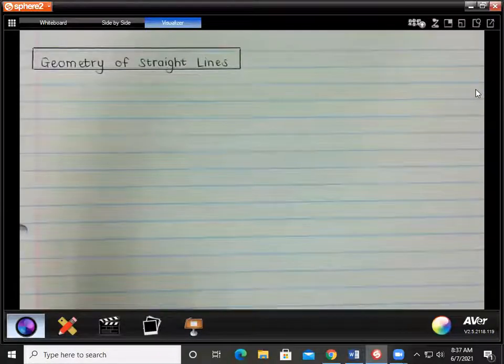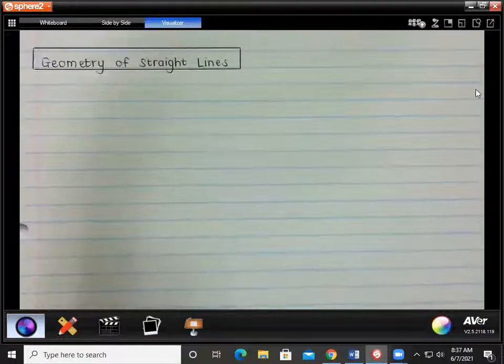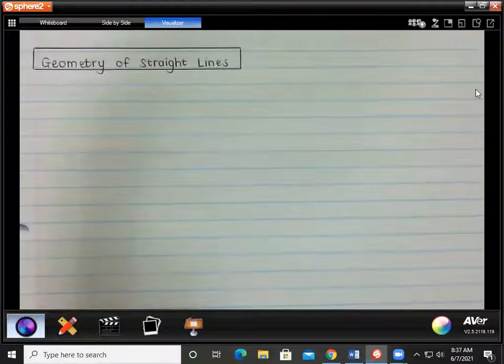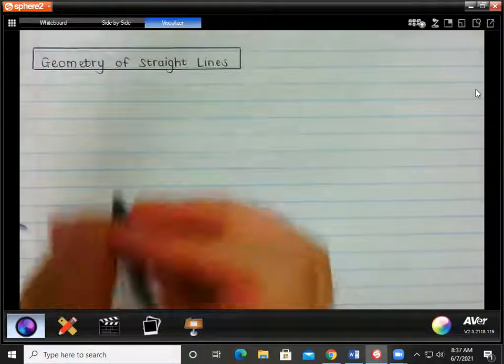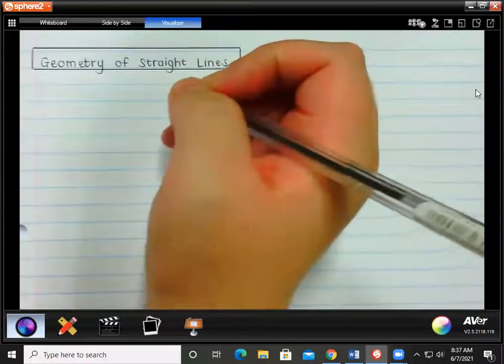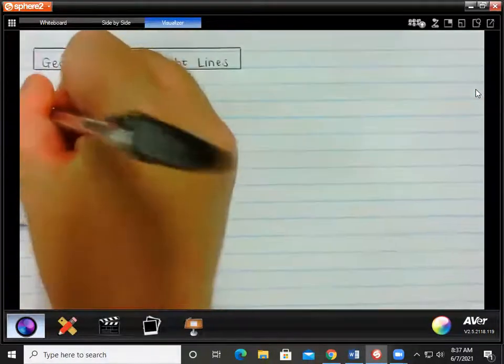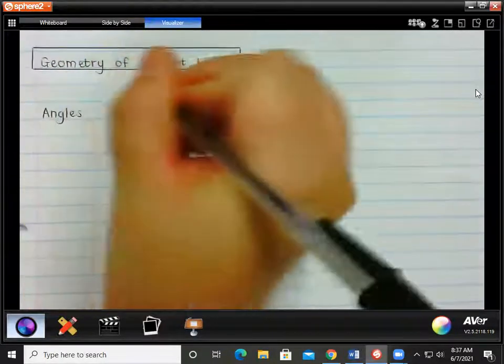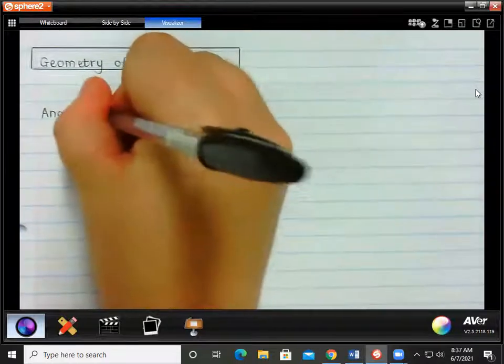Right, there we go, guys. That is the new chapter that we're doing. Now we're going to work with geometry of straight lines and then also geometry of triangles, okay, over the next week or so. The first thing that we're going to be doing today is just angles on straight lines. All right, so that will be like a cloud heading or a bubble heading.